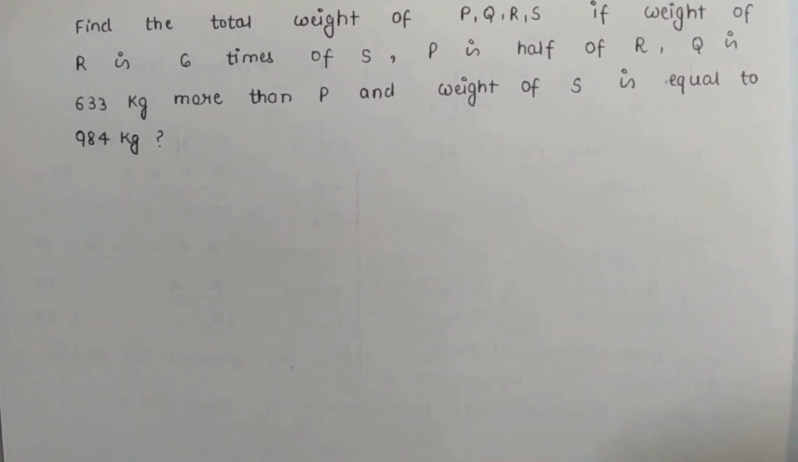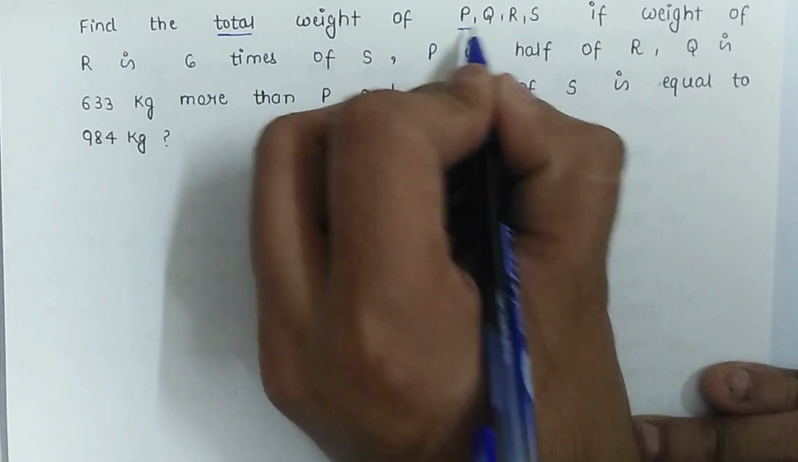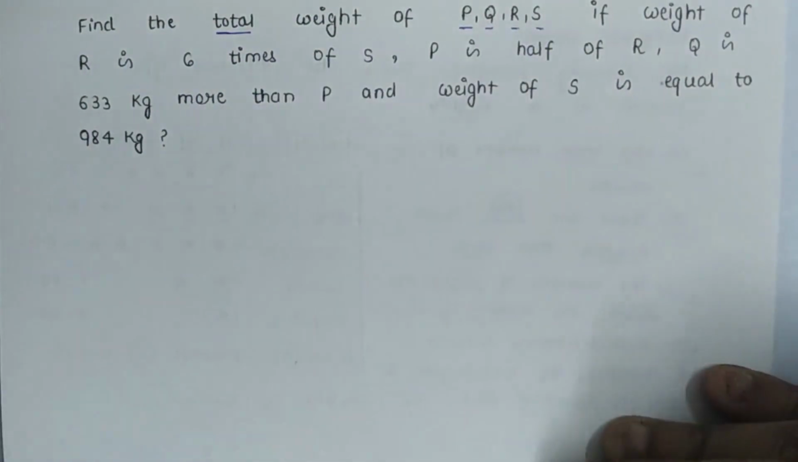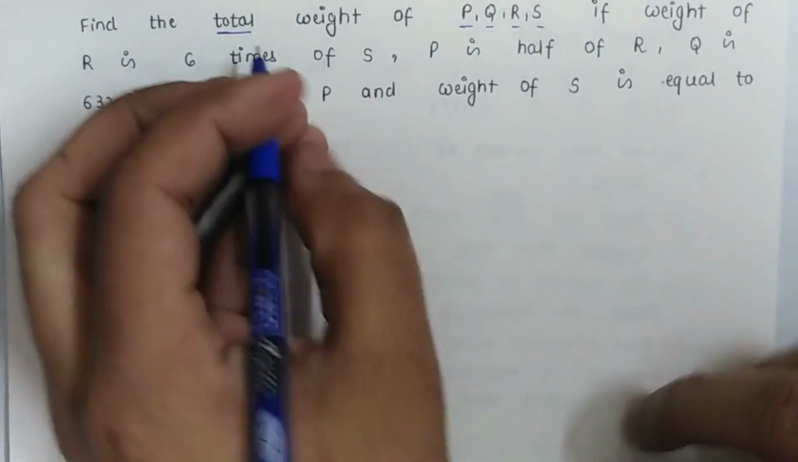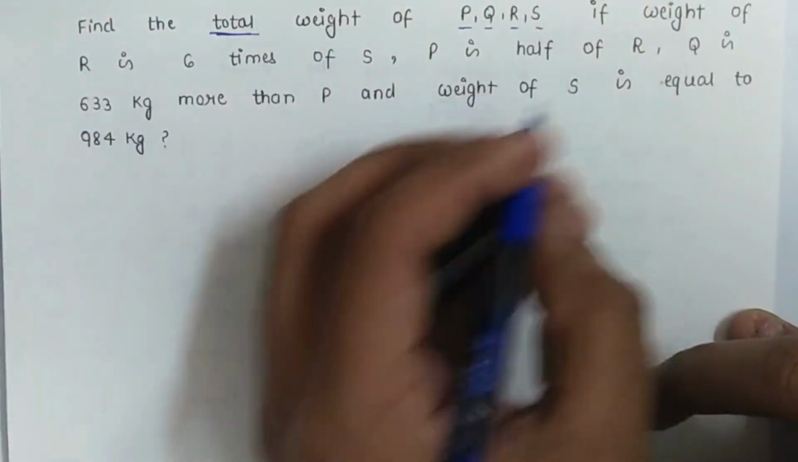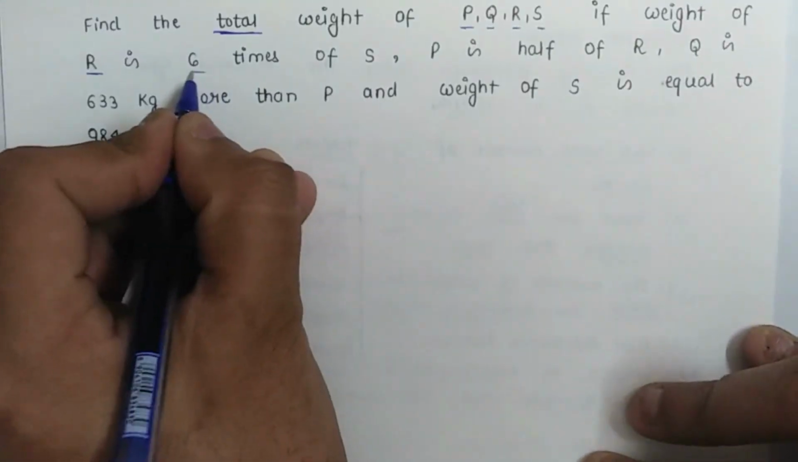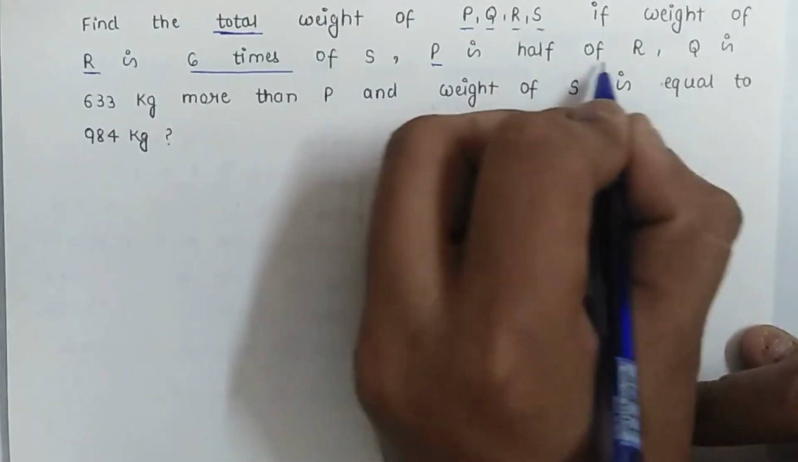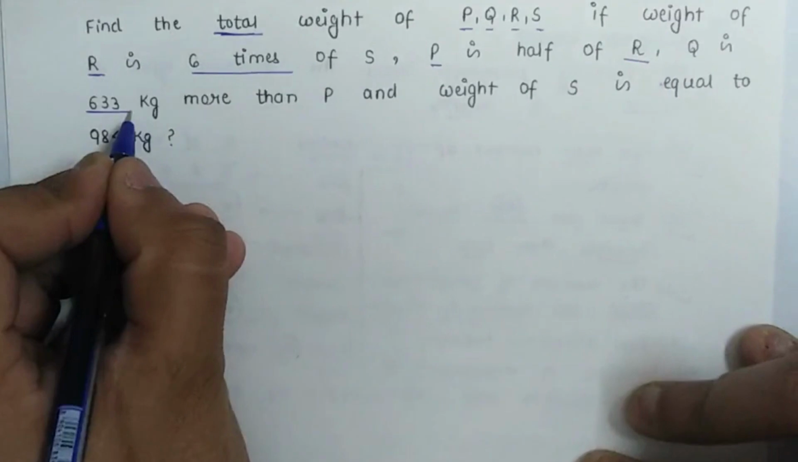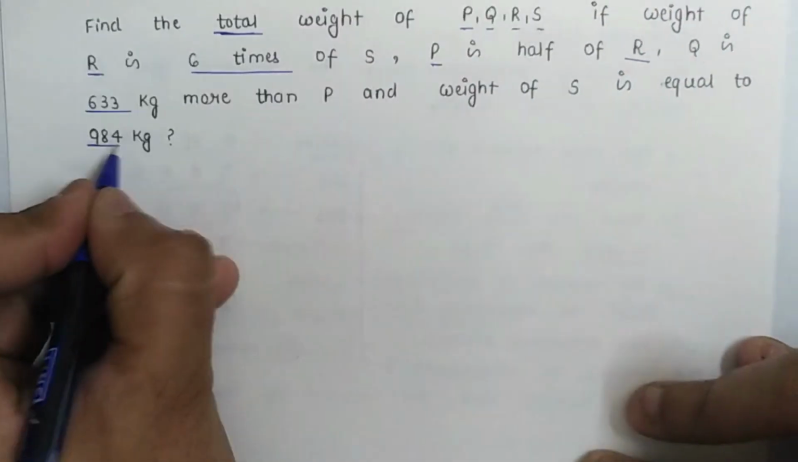Let's take a look at this question. We have to find the total weight of PQRS. PQRS are some weights and we have to find the total weight, which will be the combined weight of these. We are given some conditions: the weight of R is 6 times of S, P is half of R, Q is 633 kilogram more than P, and weight of S is equal to 984 kilogram.